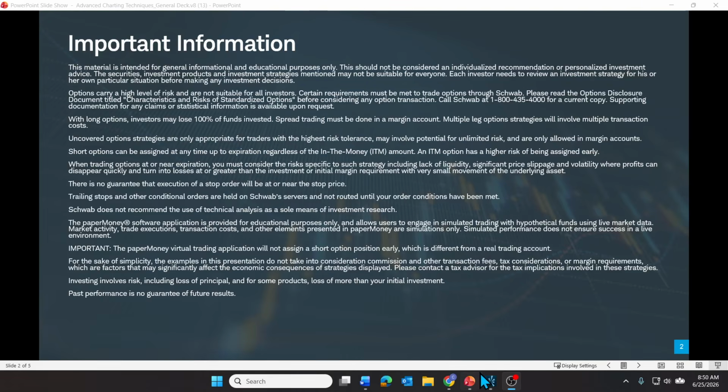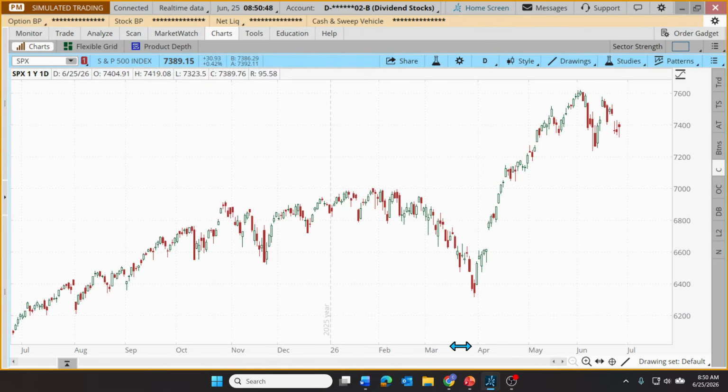But let's go right to the thinkorswim paperMoney desktop platform. We find ourselves here on the S&P 500, and here we are pulling back from those early June highs. And now we're into the third week of June. We've been pulling back. And I think for some investors and some traders, they might be wondering, has the pullback ended? May there be a near-term entry opportunity for bullish stock trades? How might we gauge that?